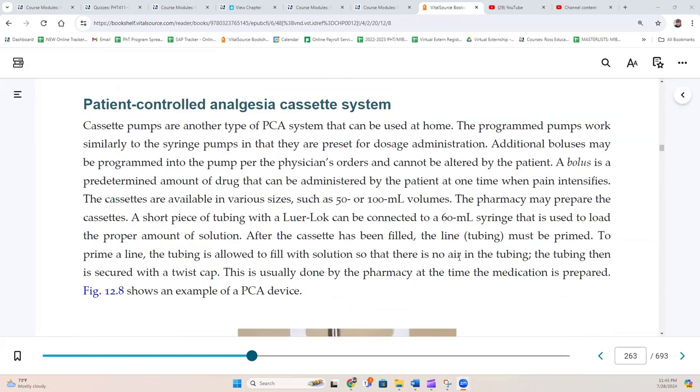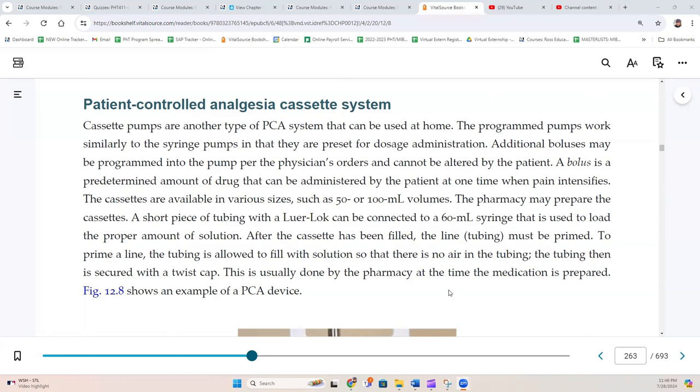A bolus is a predetermined amount of drug that can be administered by the patient at one time when pain intensifies. The cassettes are available in various sizes, such as 50 or 100 ml volumes. The pharmacy may prepare the cassettes. A short piece of tubing with a luer lock can be connected to a 60 ml syringe that is used to load the proper amount of solution.